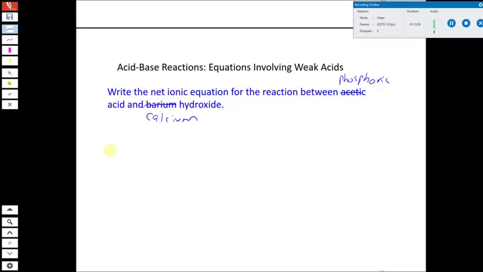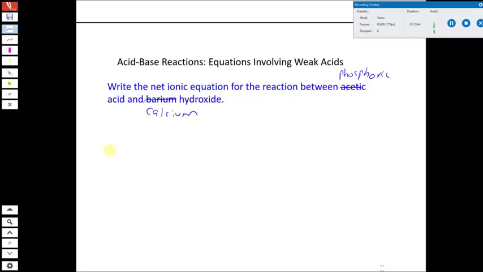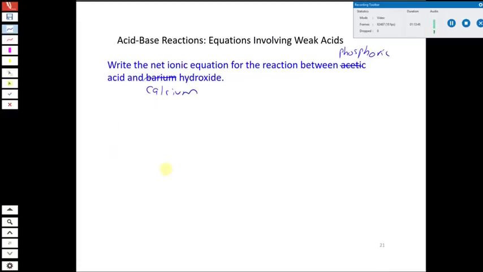I initially had acetic acid and barium hydroxide. Let's do phosphoric acid because this one gives us a few more things that we haven't seen yet than the other ones. Okay, so this is going to give us a little bit more complex example.